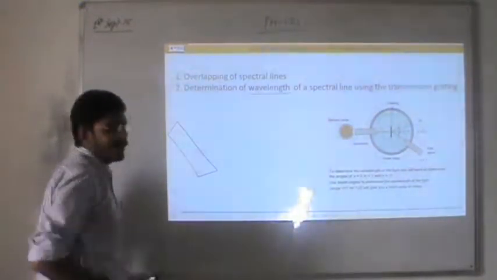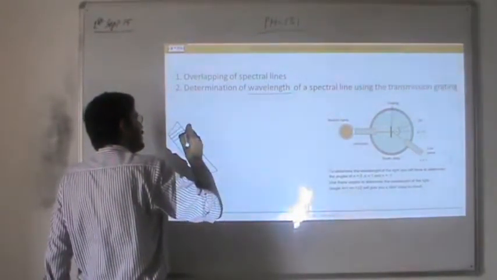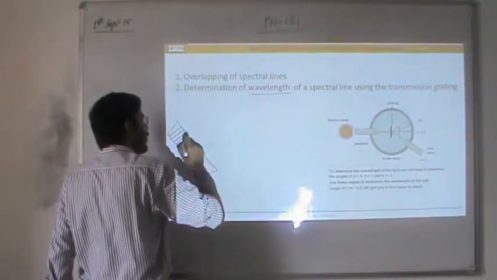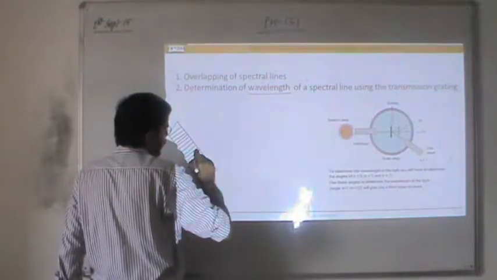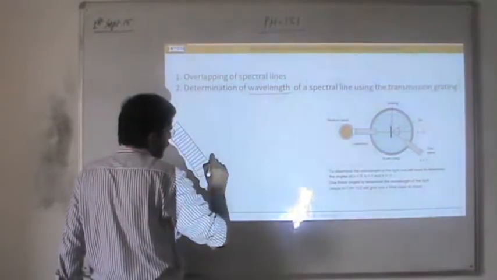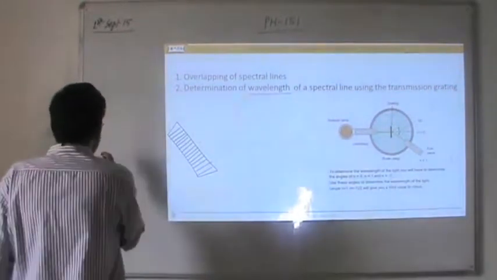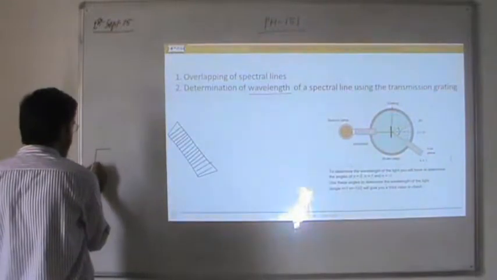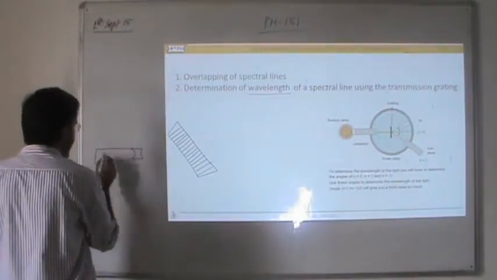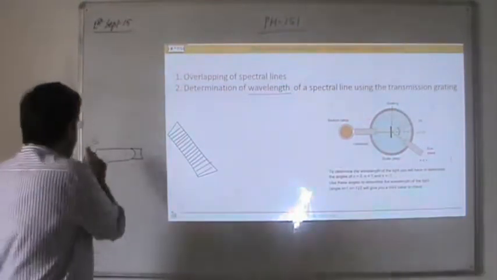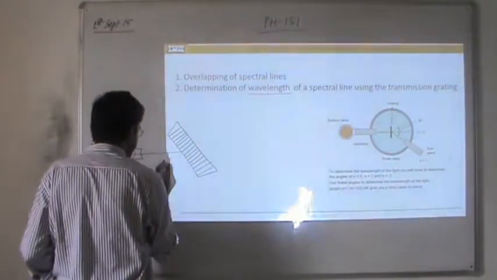This is our plane transmission grating. What is the property of a plane transmission grating? This plane transmission grating contains a number of lines per centimeter length, and the value of this number of lines is 10,000 to 15,000. Now light is incident. This is the source, S. S is for source. So light is incident from the source, monochromatic light, and falls on the plane transmission grating.